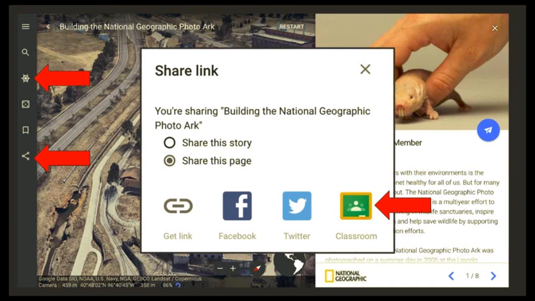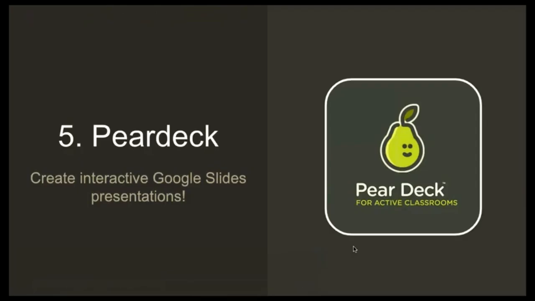What I also like is the Voyager feature, where there are a lot of field trips. This one was building the National Geographic photo arc, and it takes you all around the globe to help you learn and see different parts of this field trip called a Voyager. You can share it on Google Classroom as well, just by hitting this share button, and it'll take you right then and there.